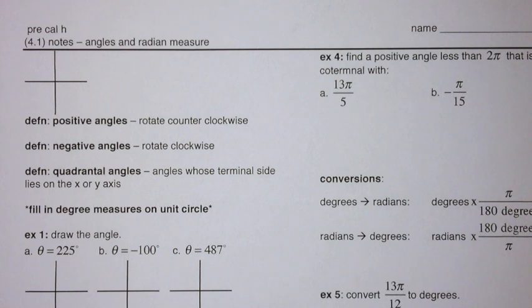Today on the Woken Way, we're going to be doing 4.1, which is just angles and radian measure. So we're going to start with just some terminology.